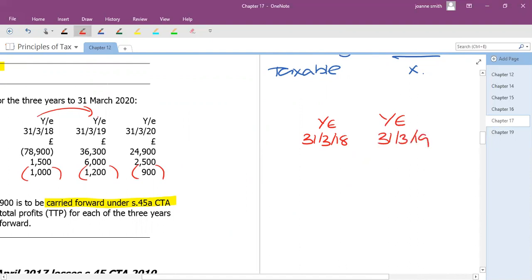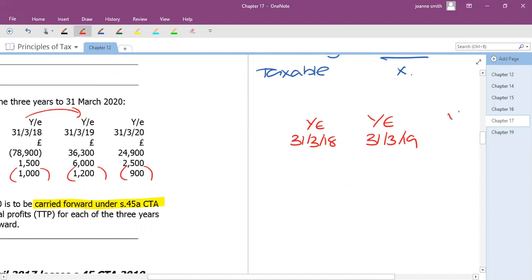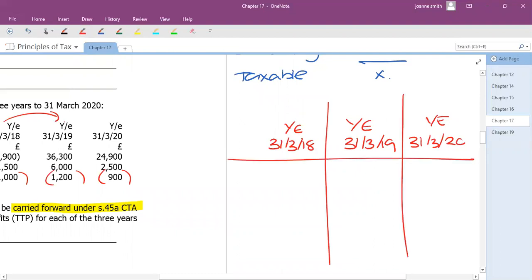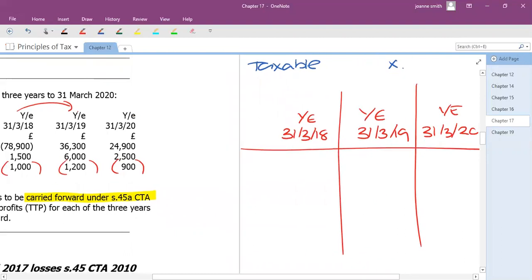All right, so I won't write out 3 computations. I would just literally write side by side your 3 years that we've got. Okay. All right, and then I'd fill in the information that we know. So what we know is that for the trading activity, we're going to put nil for 18 because remember it's a loss, and if it's a loss, the assessment is nil. We're going to put the profits in for the future years.